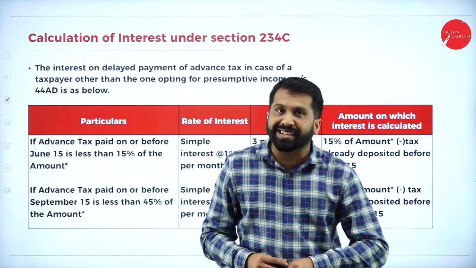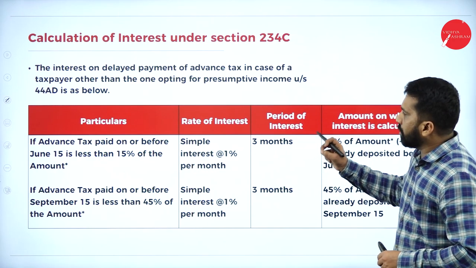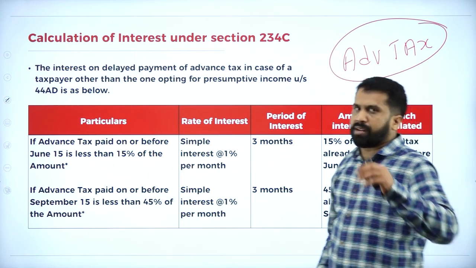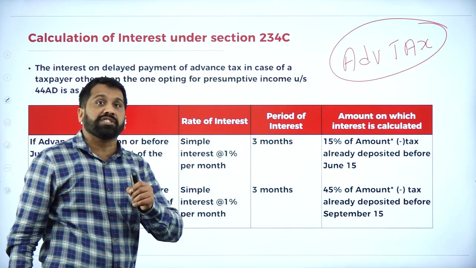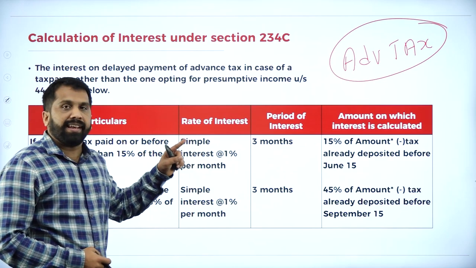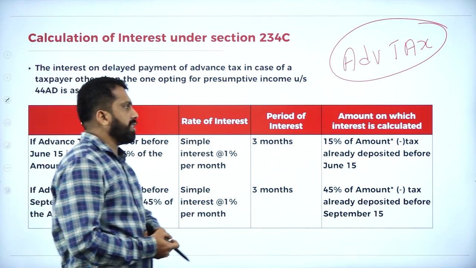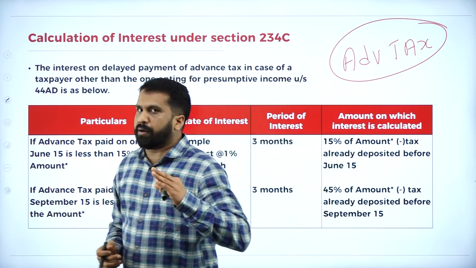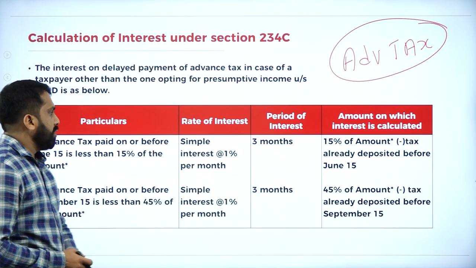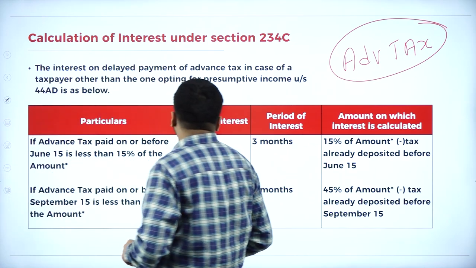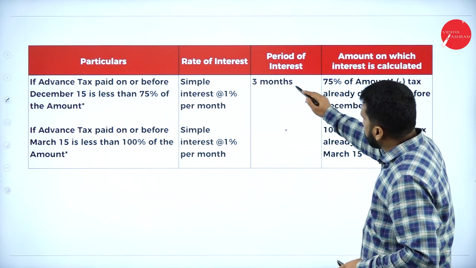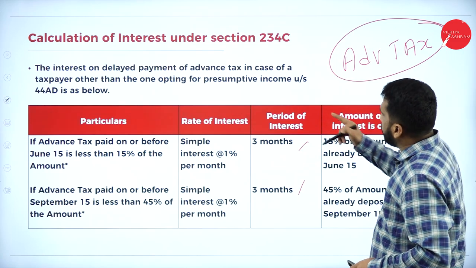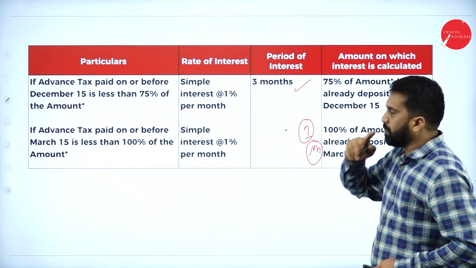Now we are into 234C. That is called your advance tax. We have done normal problems, but we have not done interest calculation. Now we are doing the interest calculation part, 234C. Normal problem you have done, but how to calculate your interest? The due dates will be every 3 months, 3 months, 3 months, and the last one will be called 1 month. I'll tell you while calculating.